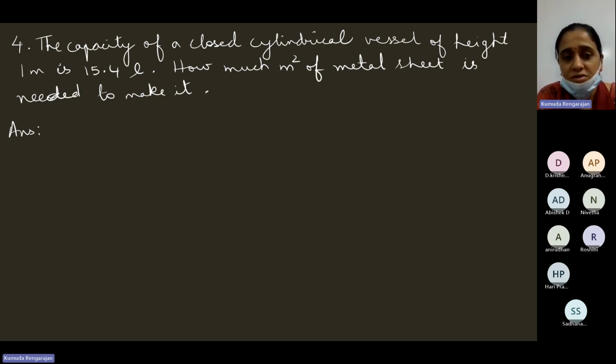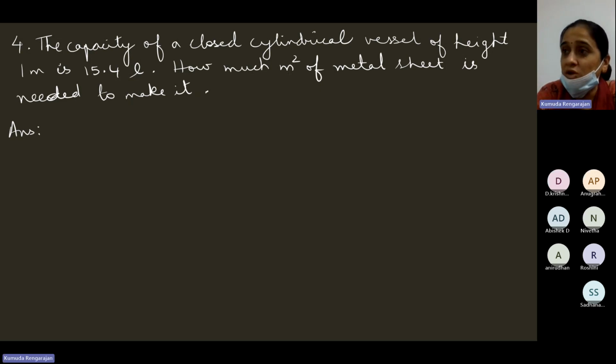The question is, so what is given to you? The capacity or the volume of the cylinder is given to you. The height of the cylinder is given to you. With this, you have to find how many meter square of metal. That means how much area of metal. How many square meters means what area. So what area of metal sheet is needed to make it is the question.